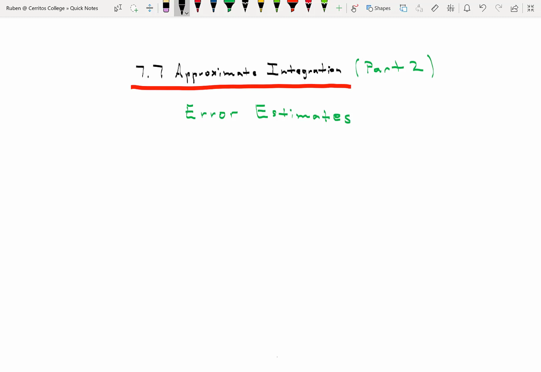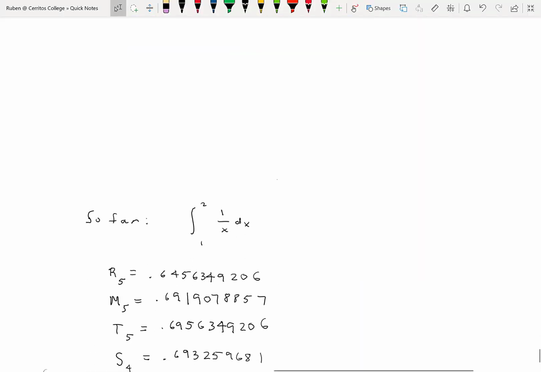Welcome students to part 2 of section 7.7, Approximate Integration. In this video segment, we will look at error estimates, estimating the error involved in using approximate integration techniques to estimate integrals. Okay, so a little bit of a recap of what we've done so far numerically.